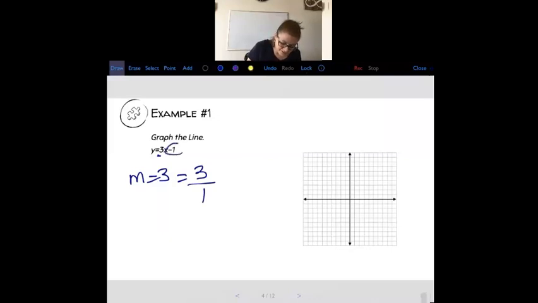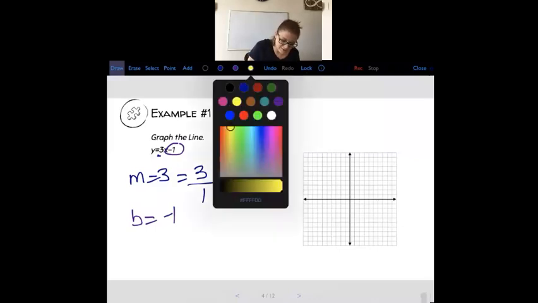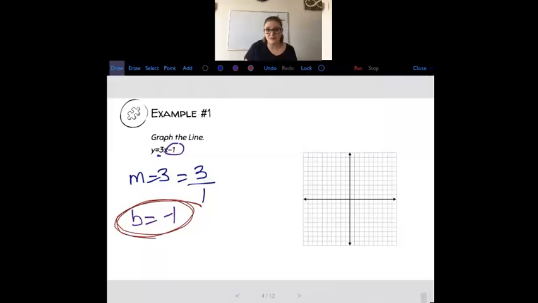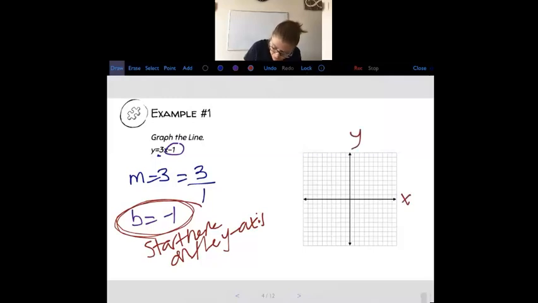b is the number that doesn't have the x, so b is -1, and this is going to tell us, let me highlight it, start at -1 on the y-axis. So we're going to start here on the y-axis. Remember we have x-axis, we have y-axis, and b of -1 will start at y is -1. Now that's our starting point, and we can use our slope to get to any other point. So our slope is 3 over 1, which means we're going to go up 3 over 1 from the starting point, not from the origin, from the starting point.